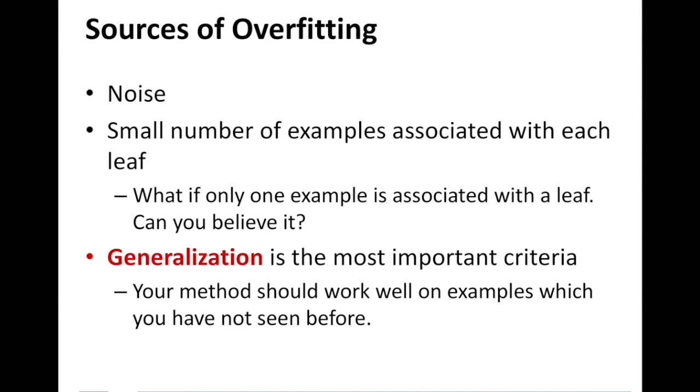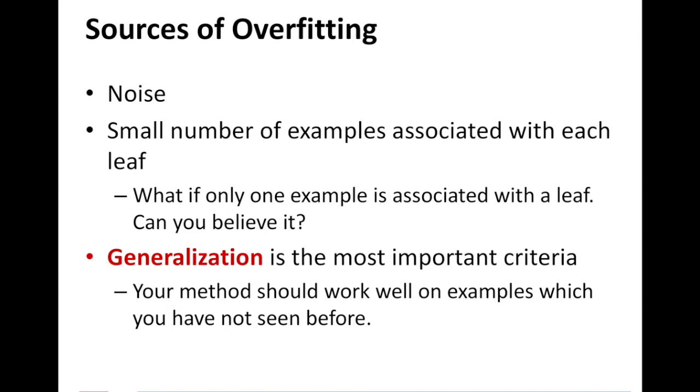Okay, so we saw that noise could be a source of overfitting. There could be other reasons why the decision tree would overfit to your training data. Remember, in ID3, we are building till we reach a leaf node. What if there are fewer examples associated with a particular leaf node, which also could be a signal that the tree has overfit the training data.